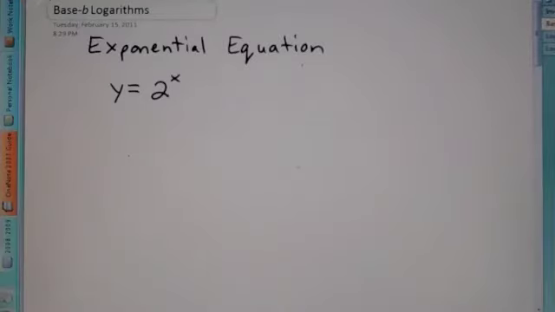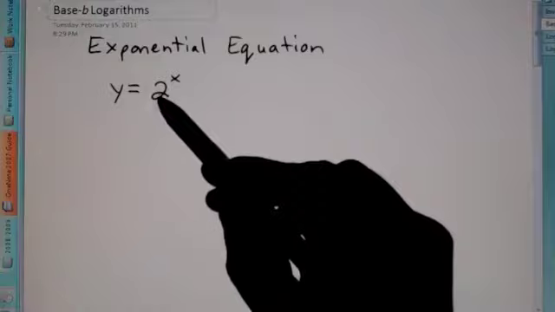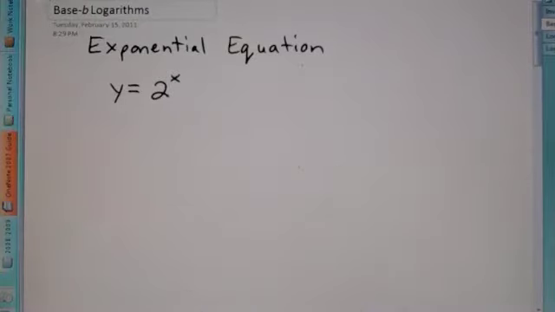Hey there, Algebra 2. Today we're talking about exponential equations. How do you know something's an exponential equation? Well, our variable here is the exponent, not the base. Our base is a constant, but our exponent is a variable. Again, that's how we know it's an exponential equation.